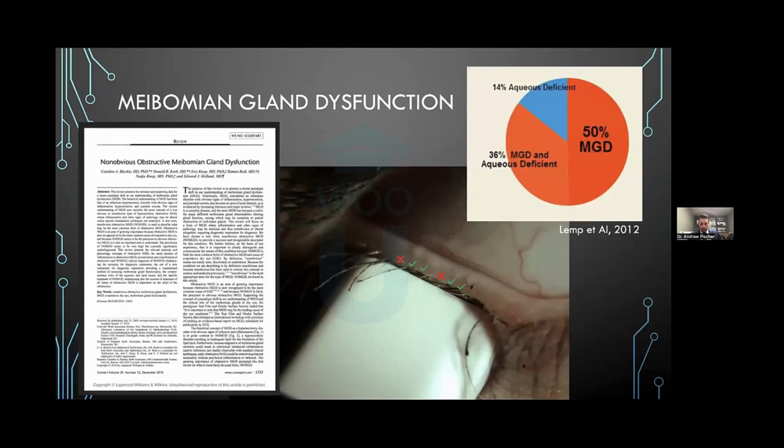And as the name says, meibomian gland dysfunction is when the oil glands, the meibomian glands, are not functioning. A study by Lemp et al. in 2012 showed that meibomian gland dysfunction is the most common form of dry eye. 86% of dry eye patients had MGD, with 50% of those patients having just meibomian gland dysfunction and 36% having mixed meibomian gland dysfunction as well as aqueous deficient dry eye.